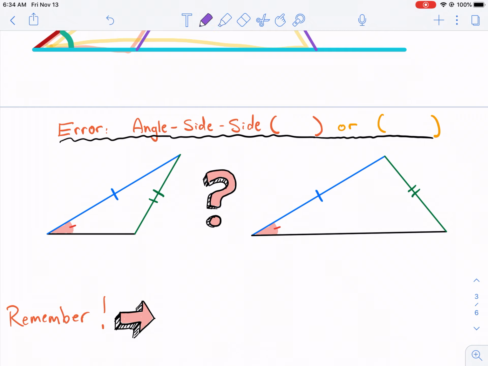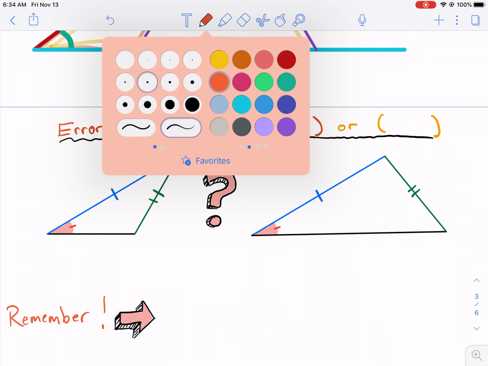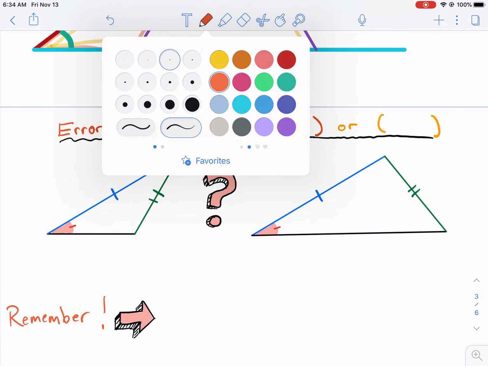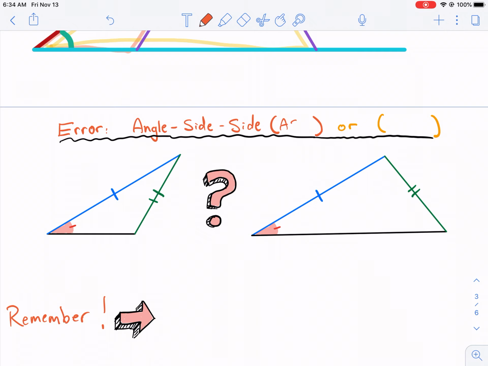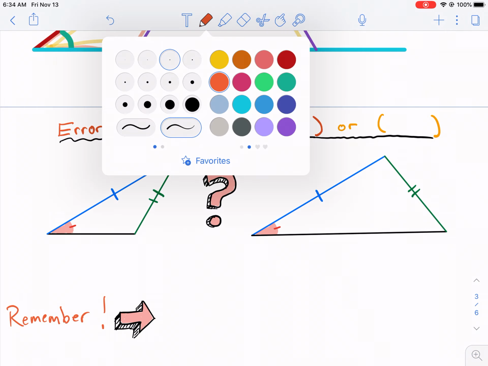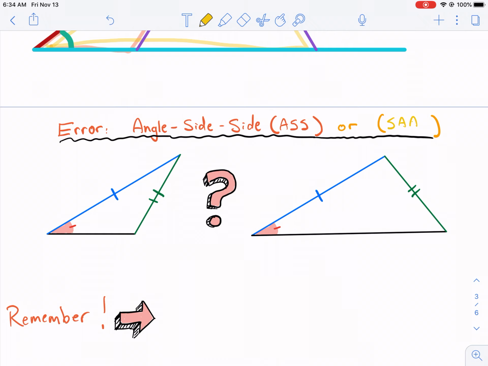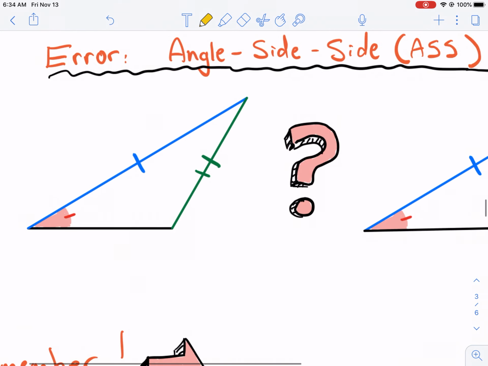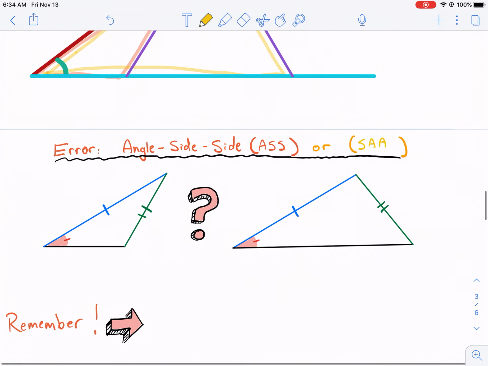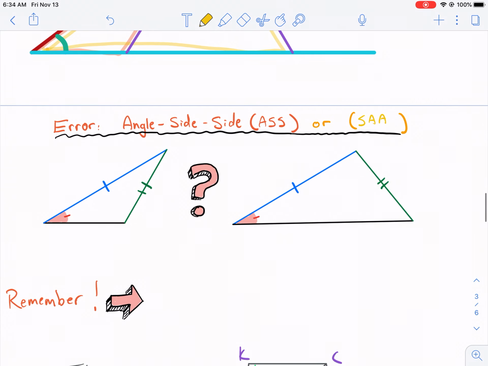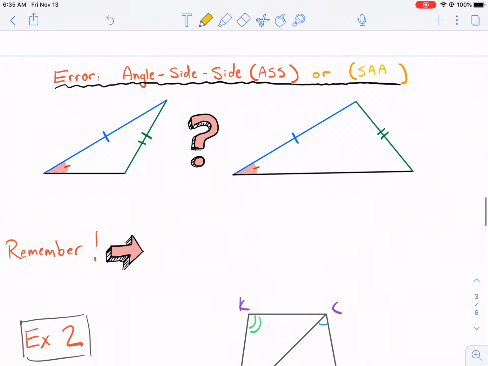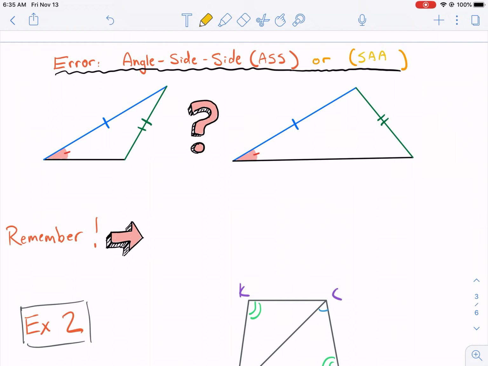Angle, side, side, or side, side, angle. Let me change this. I'm actually going to write it. Now, don't go tell your mom that I'm writing swear words in these notes. I'm just writing angle, side, side, or side, side, angle. This is exactly what I showed earlier. If we have these three givens, an angle, a side, and a side, there are two different possibilities. So which one is it? That's why it's not congruent. It's not enough information. We need more information, either another angle or another side. So this is not congruent.